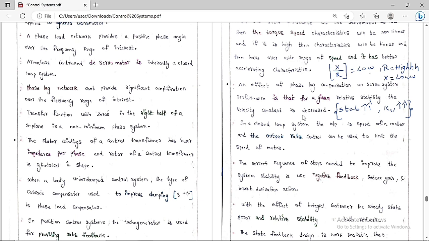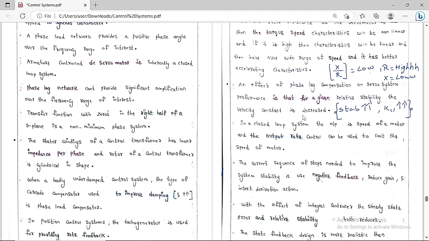Therefore, in simple words, whenever you use a phase lag compensation on the servo system, if the relative stability increases, then the velocity constant is also increased. So finally, if you use phase lag compensation on the servo system and want a better relative stability, the velocity constant is also going to increase.